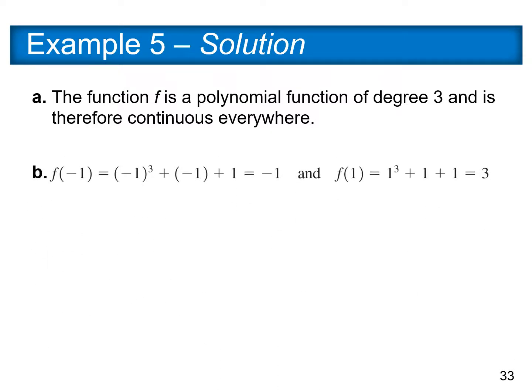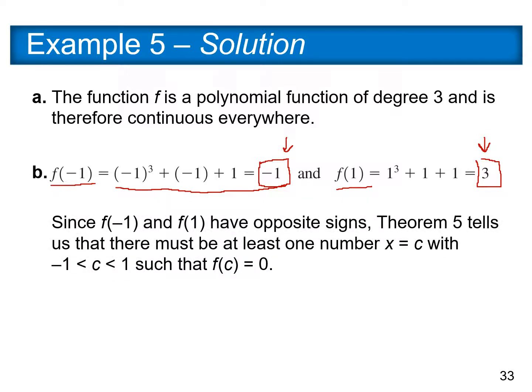For point B, what I did was I went to the function and first substituted the value minus 1, and I got a value of y equal minus 1, and then I substituted the value of x equal 1, and I got a value of y equals 3. Now what I see is that the first one is negative, the second one is positive, and I know from the previous point they are continuous. So since they have opposite signs, theorem 5 tells me that there must be at least one number between those two where my function would have a 0.